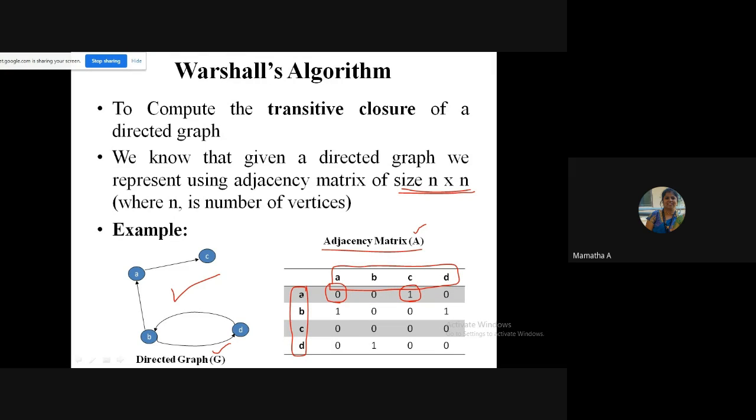So you can see A to C, there is an edge. So I put 1. You can observe this, right? B to A, there is an edge. B to D, there is an edge. So B to A is 1, B to D is 1. The rest is 0.